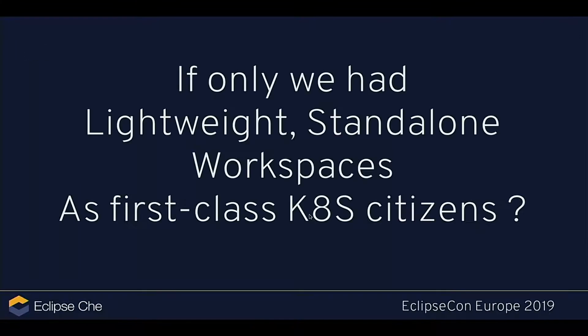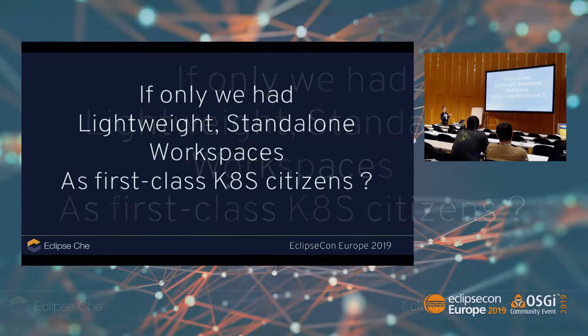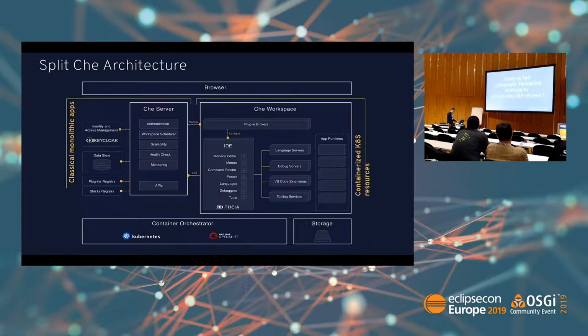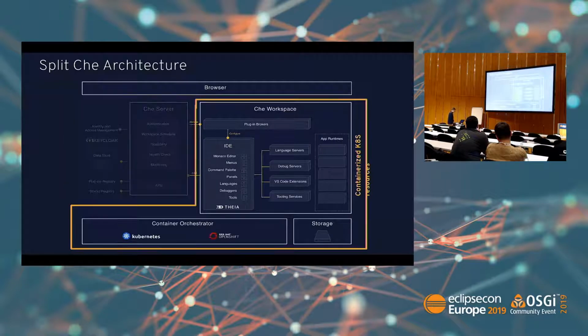And now, if only we had lightweight, standalone workspaces as first-class Kubernetes citizens, we wouldn't need the left part, which is mainly the Che server, Keycloak, data store, classical monolithic applications. And we would like to keep the Che workspaces, which are really kube-native, containerized applications on the right, with everything that is interesting for the developer. So why not take the Che workspaces and push them inside Kubernetes?